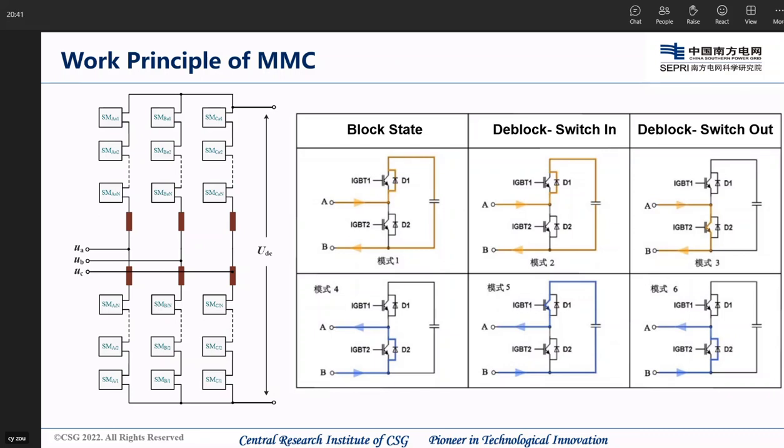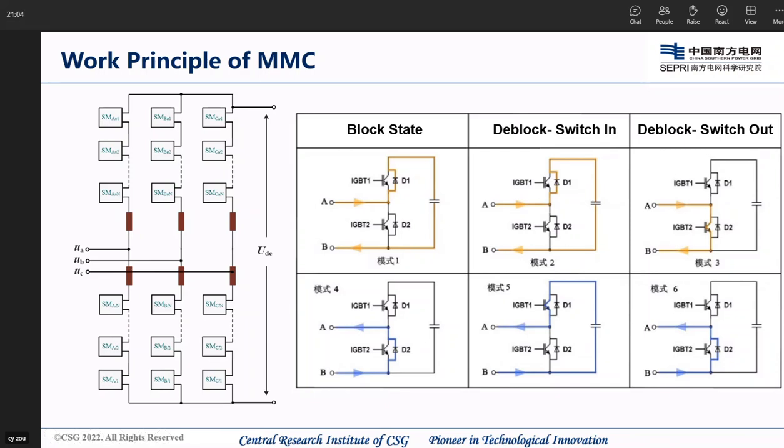And considering the direction of the current flow through the submodule, there are 3 different working states and 6 working modes in total. The block state, which is this one and this one, means both the IGBTs are switched off.